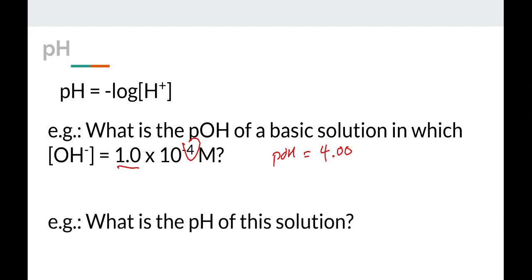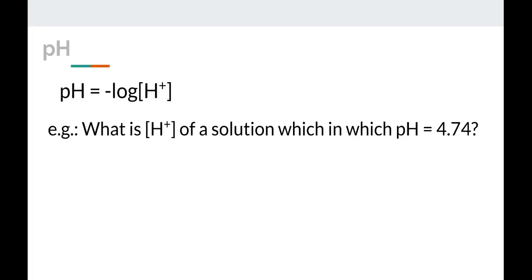What's the pH of this solution? Well, we saw that earlier when we figured this out, concentration of H plus is 1.0 times 10 to the negative 10th molar. So that means the pH is going to be 10.00. Well, sometimes we have the pH and we want to know what the concentration of H plus is.